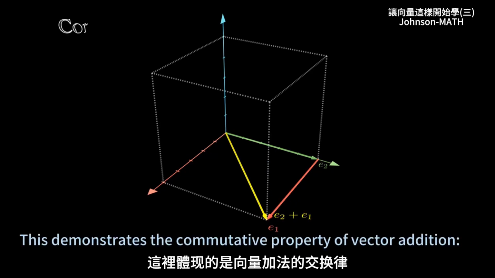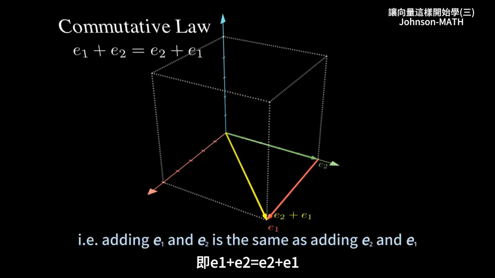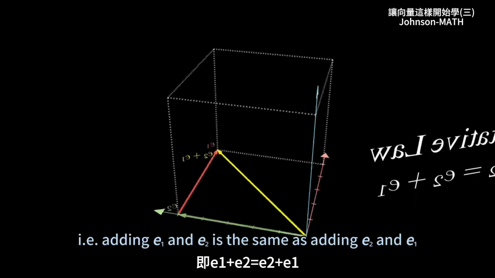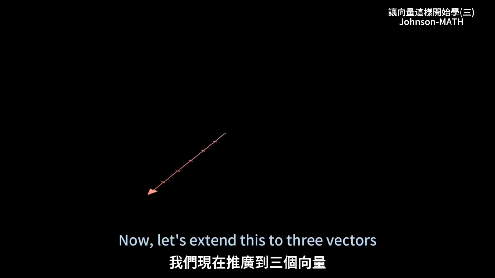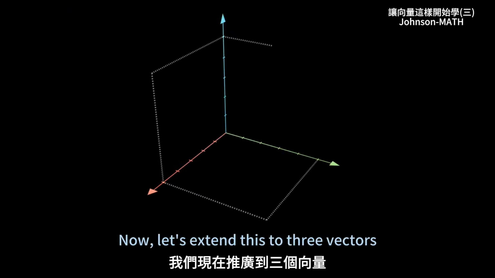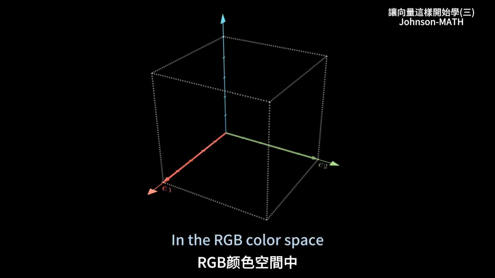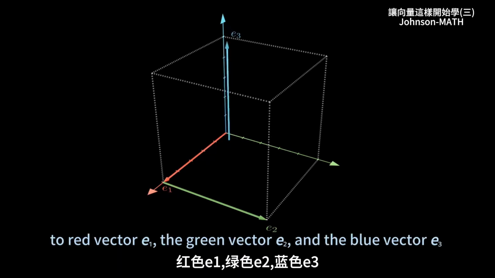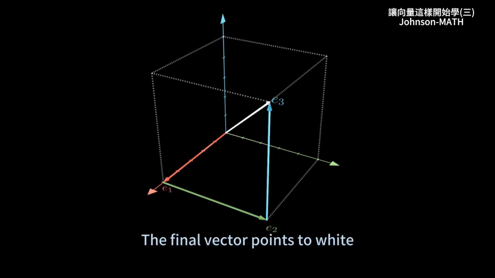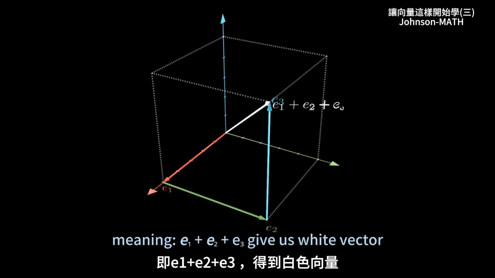This demonstrates the commutative property of vector addition, i.e., adding e1 and e2 is the same as adding e2 and e1. Now let's extend this to three vectors. In the RGB color space, if we apply the triangle rule successively to the red vector e1, the green vector e2, and the blue vector e3, the final vector points to white, meaning e1 plus e2 plus e3 gives us the white vector.